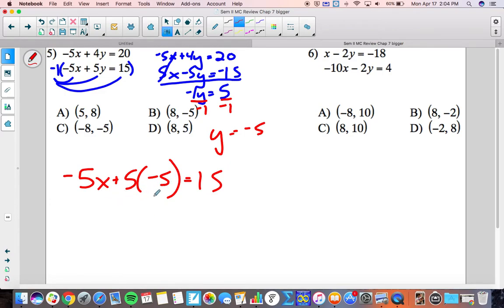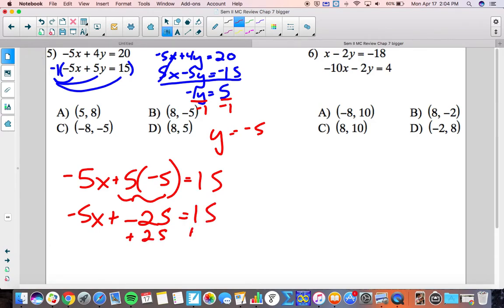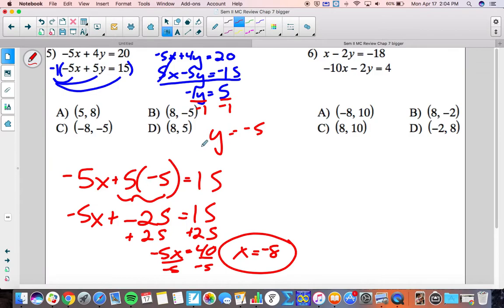So simplify first. What is 5 times -5? It's -25. -5x plus -25 equals 15. So we add 25, add 25, -5x equals 40. So then divide by -5. X equals -8. So here's my x, there's my y. So put it as a coordinate pair, x comma y. So -8 comma -5. That is the right answer.